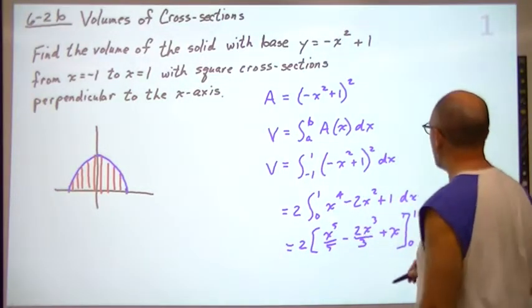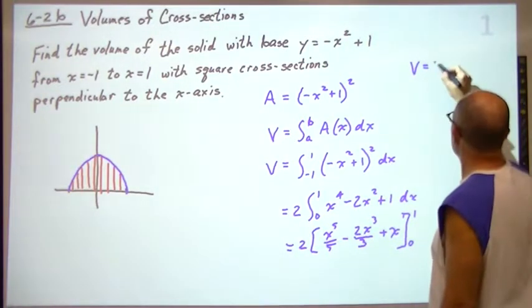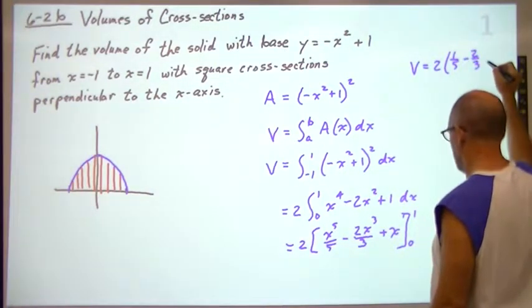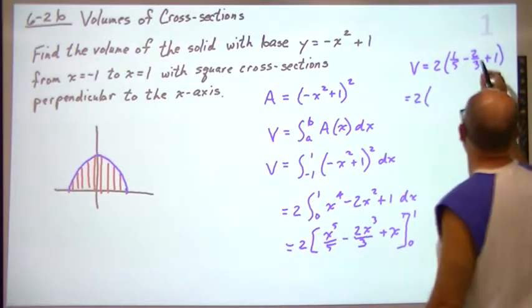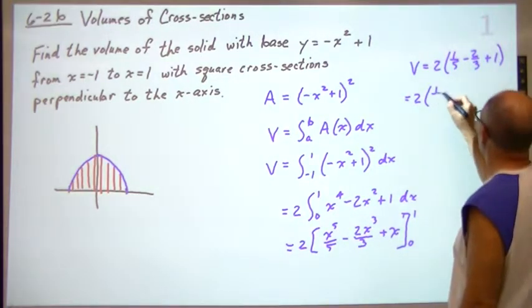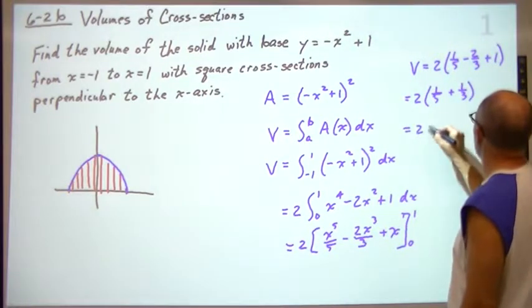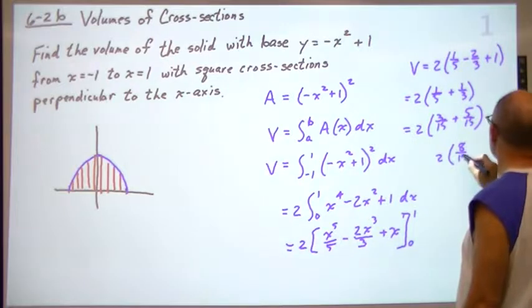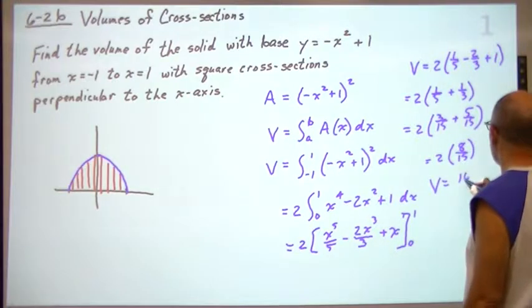So that means I can just put a 1 in here. So my volume equals 2 times 1/5 minus 2/3 plus 1. Now, negative 2/3 plus 1 is 1/3, so it's 2 times 1/5 plus 1/3. So this is 2 times 3/15 plus 5/15. So this is 2 times 8/15. So my volume equals 16/15.